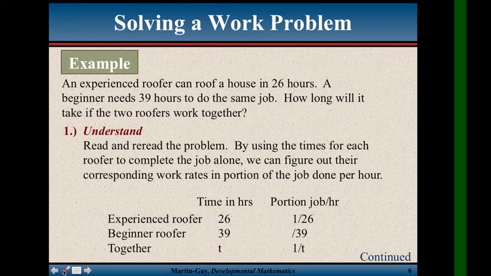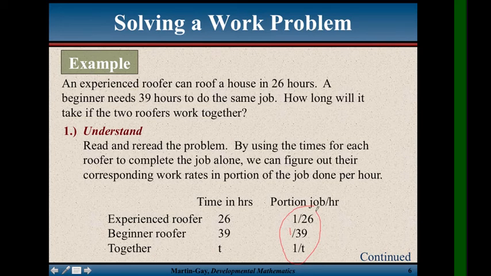For the beginner, we have 1. Okay? So, we have 39. So, that is portion of job over hours. So, 1 over 39. And together, they work. We don't know gaano sila katagal. We can just represent it by letter T or letter X if you want. And again, job over hours, so 1 over T. We put 1 here because we are talking about one job, and that is putting the roof on the house. So 1 over T siya dito naman. So this is the representation now of the job over hour of the experienced roofer, the beginner roofer, and if they work together.